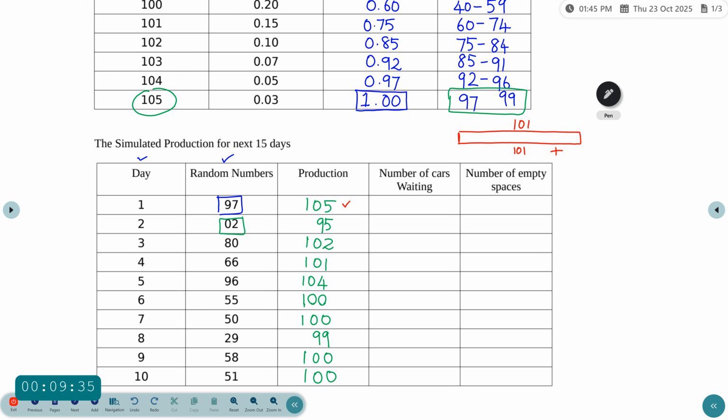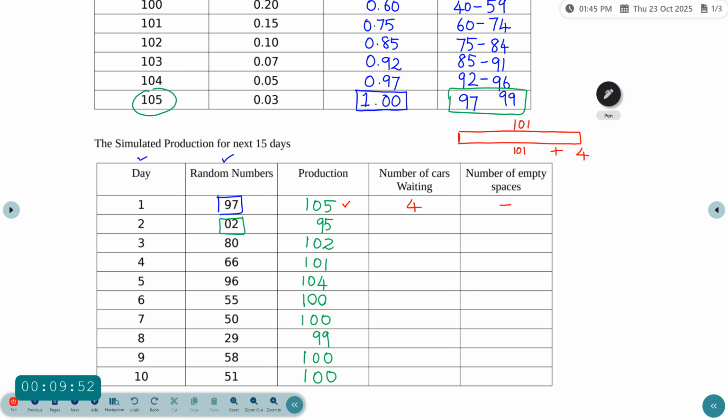The remaining 4 cars are waiting. So number of cars waiting is 4. All the places are filled, so number of empty spaces is nil.